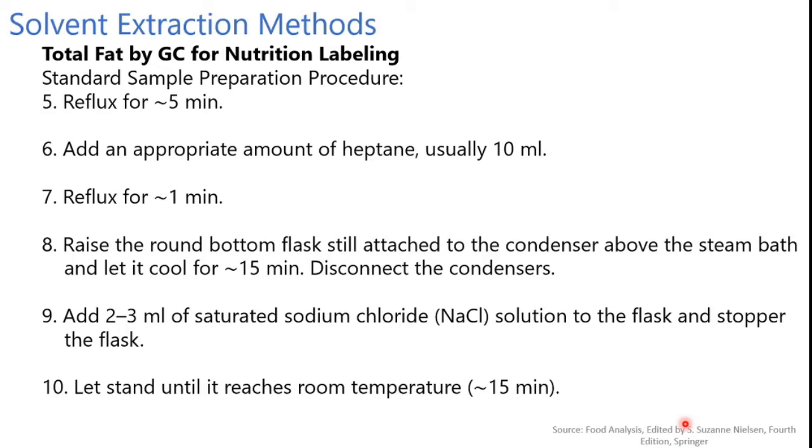We have to remove the round bottom flask from the steam bath, cool it for 15 minutes, and then disconnect the condenser. After that, we have to add 2 to 3 ml of saturated sodium chloride solution to the flask and stopper the flask.